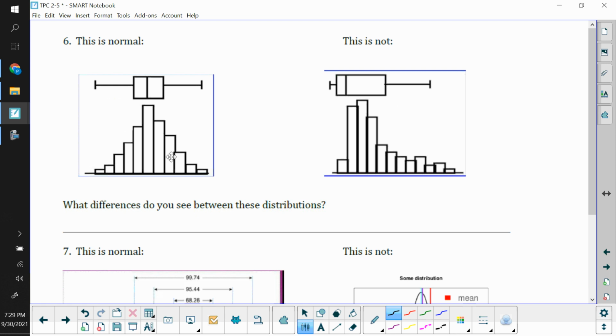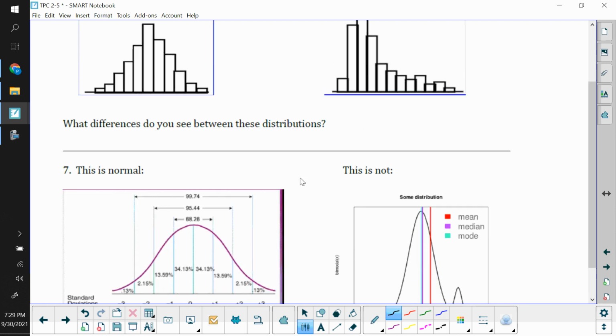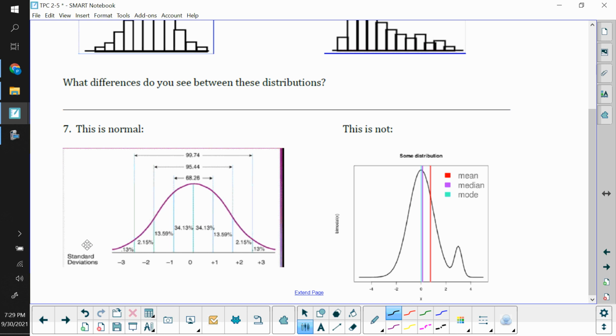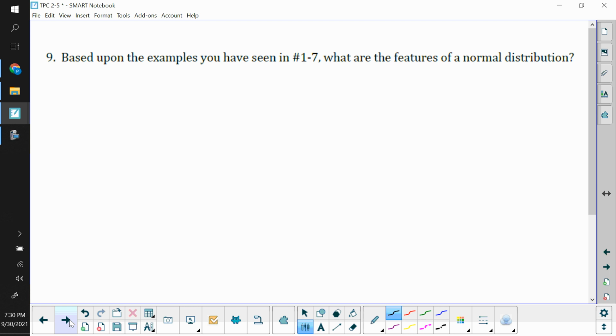Over to 6, left would be a normal distribution, right is not because it's got a tail to the right. In 7, here's your normal distribution. We'll talk about these percentages here, the 68, the 95, the 99.7. We'll see those in a little bit. On the right, you've got multiple mounds. That's one reason it's not normal. And notice the mean, the median, and the mode are in different locations.